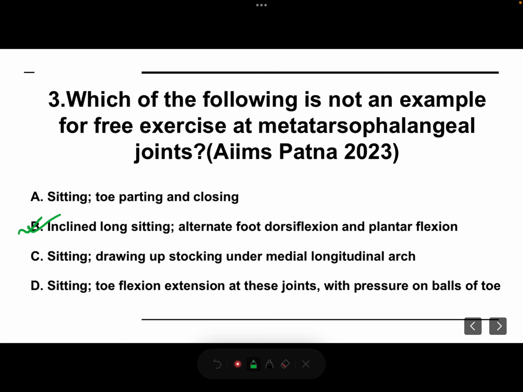In inclined long sitting, alternate foot dorsiflexion and plantar flexion. Why? Because foot dorsiflexion and plantar flexion do not occur in the metatarsophalangeal joint. The rest of the movements occur in the metatarsophalangeal joint. Actually, dorsiflexion and plantar flexion occur in the talocrural joint.